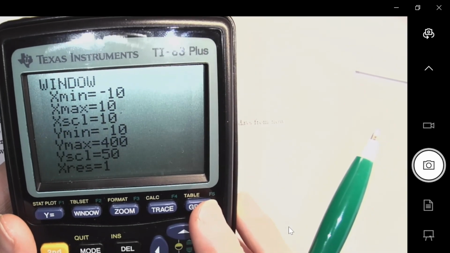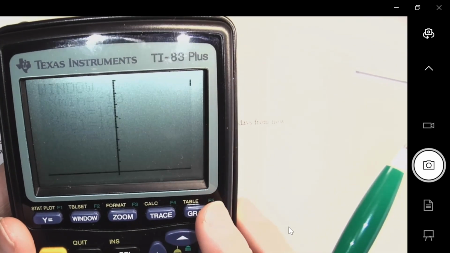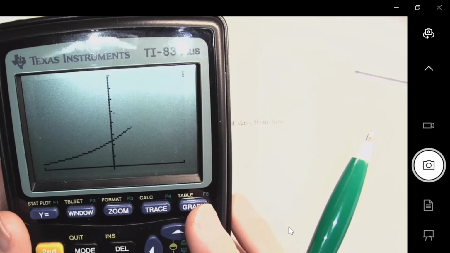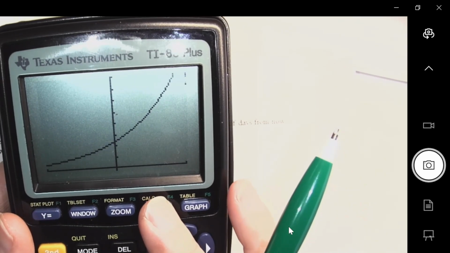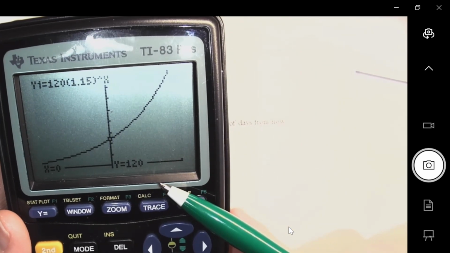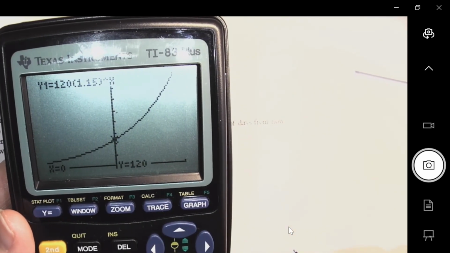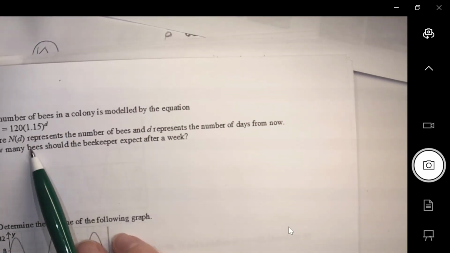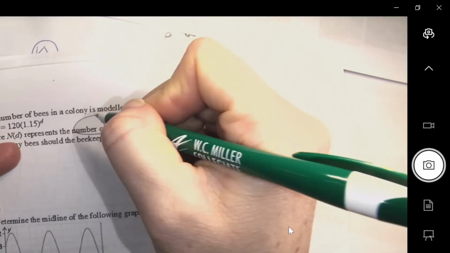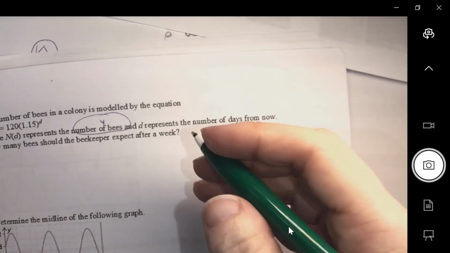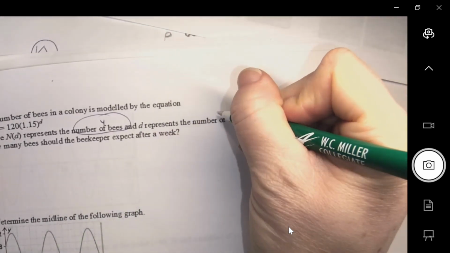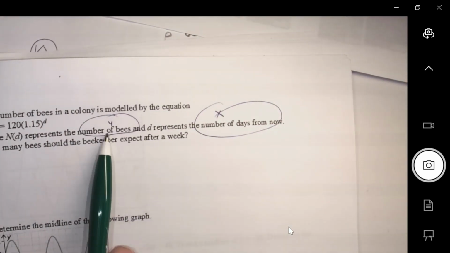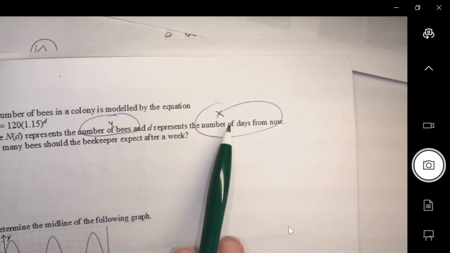You could be doing this a few times, right? You're just going to try something and change it if you need to. Okay, so my predictions were right. I can see on a trace that my y-intercept is 120 and we're increasing. Okay, the y is the number of bees, and the x is the number of days from now, right? Instead of having an n and a d, this is the y and this is the x.